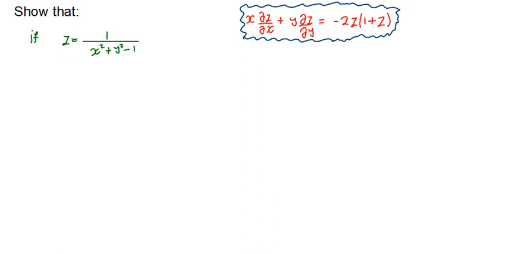So first of all, I'm going to find the partial derivative with respect to x. Then later I find the partial derivative with respect to y. Then I try to compare and see if after multiplying by x as well as y, I'm going to have what I'm given right there. Okay, so we find the partial derivative with respect to x.